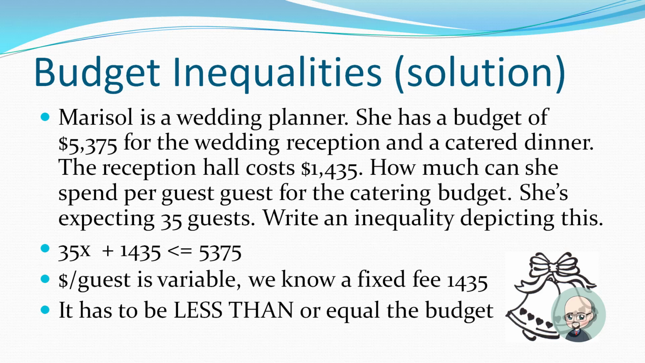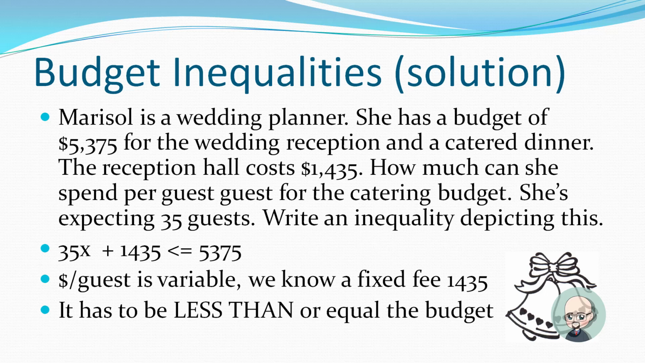You could do that one of 2 ways. You could either subtract it from the $5,375, or you could phrase it the way I did and say 35x plus 1435 is less than or equal to 5,375. I did that so you keep the budget in mind. They may do it either way. You have to be mindful. They may take the $1,435 from the 5,375, or they may leave it like this.